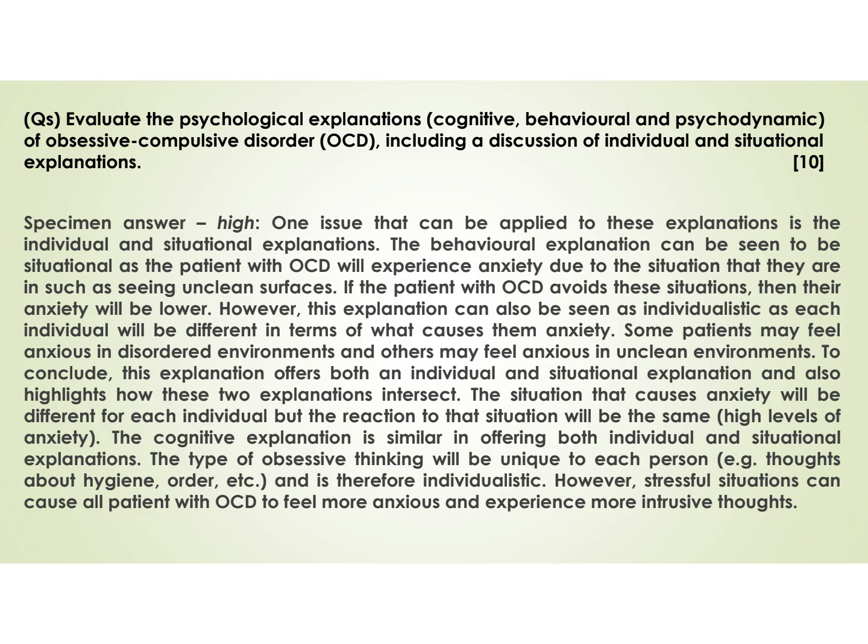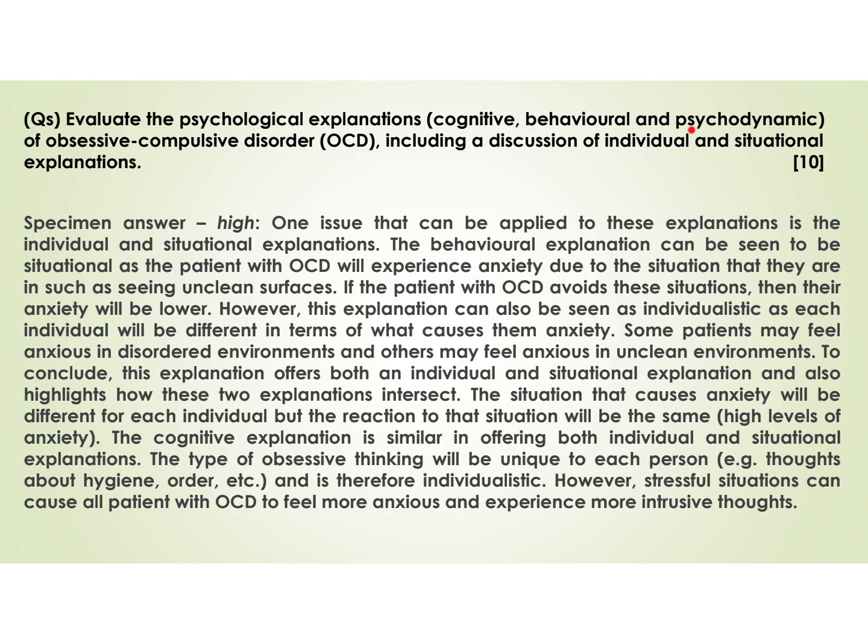So he's talking about the situational side with good evidence. He's talking about the individual side with good evidence from the topic, with good analysis of the topic. And then he gives a conclusive point. To conclude, this explanation offers both an individual and situational explanation, and also highlights how these two explanations intersect. The situation that causes anxiety will be different for each individual, but the reaction to that situation will be the same, high levels of anxiety. So this was a very good way to talk about the individual and situational debate for the behavioral explanation.